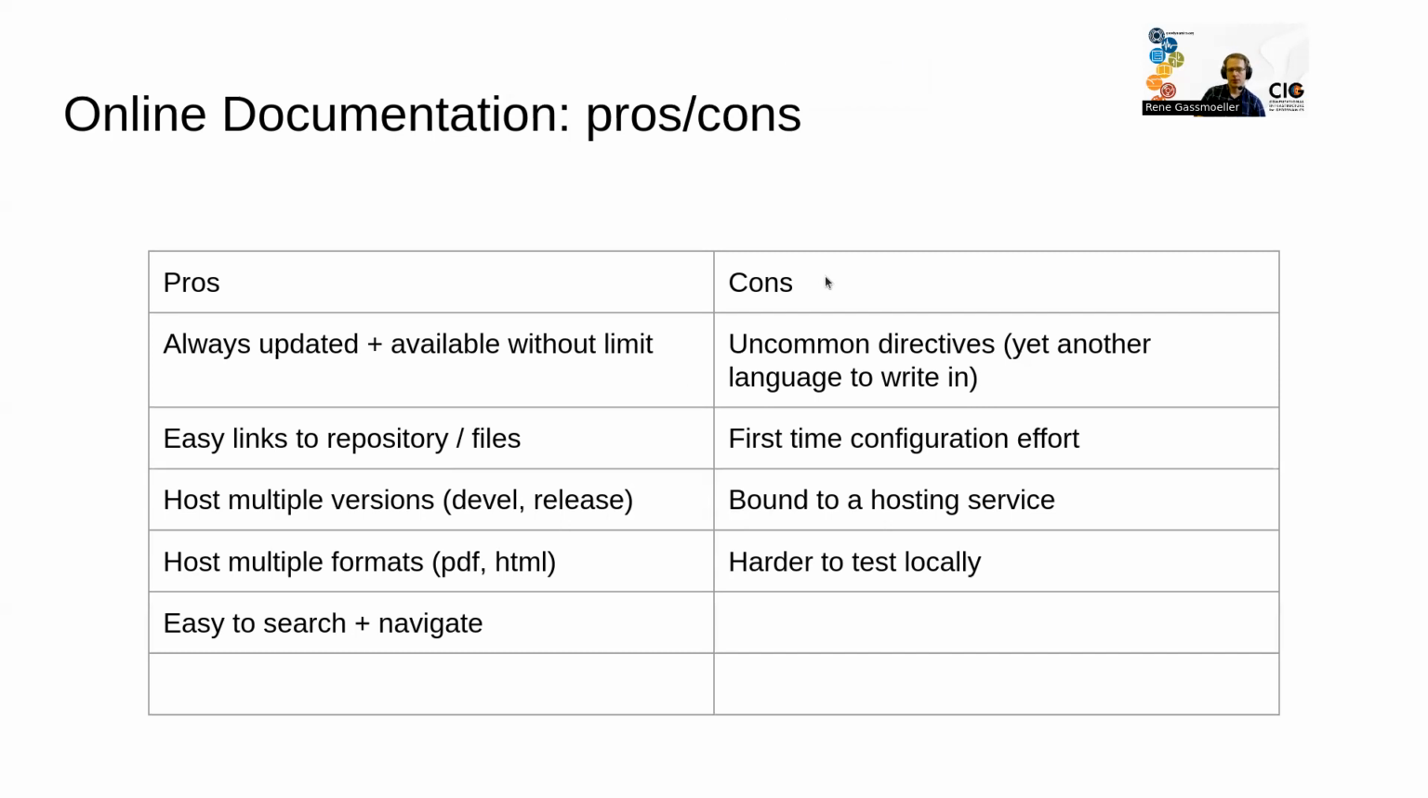The disadvantages of such an online documentation is you have yet another language that you need to write these source files in. We'll take a look at it later. It's just Markdown, so it's just text files with some special formatting, but it's yet another language to remember. You'll have to set it up one time, and we'll take a look at the configuration. It's not too complicated, but you have to work through it once. And you will have to decide where to host it, and then you're kind of bound to that hosting service.